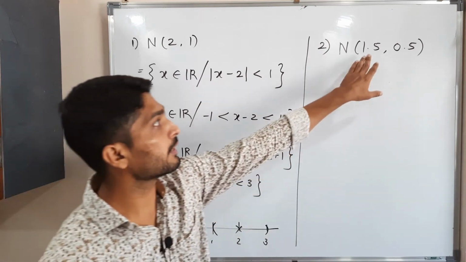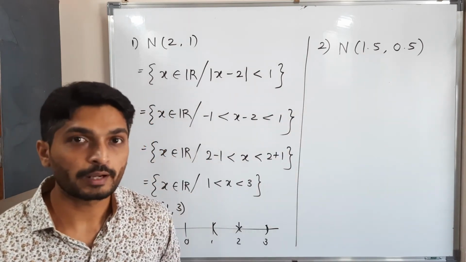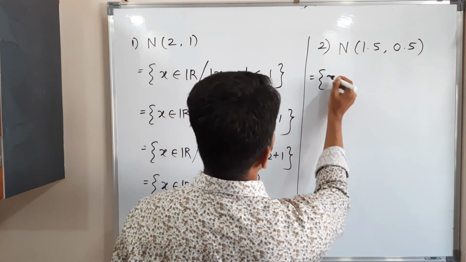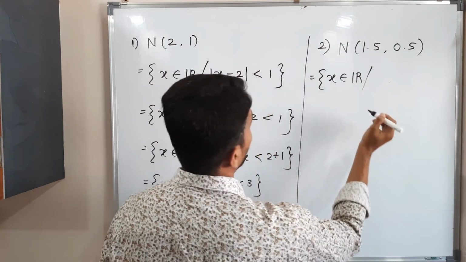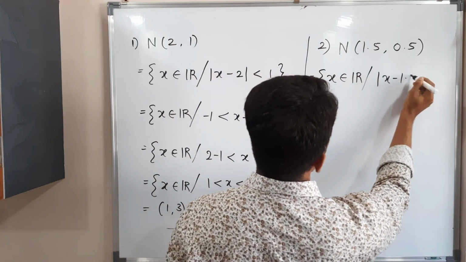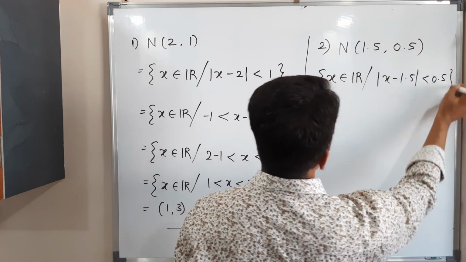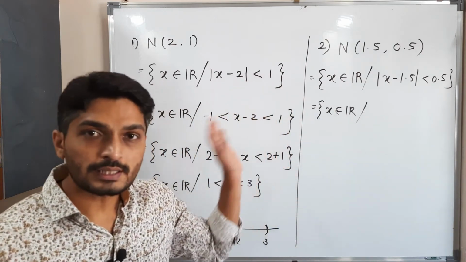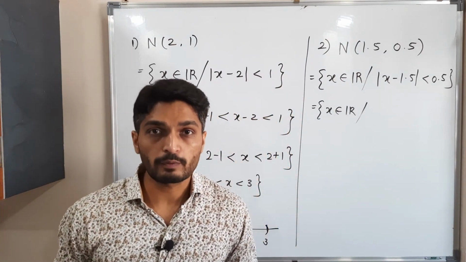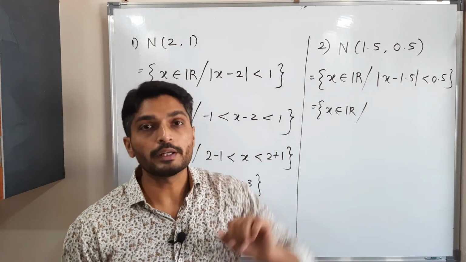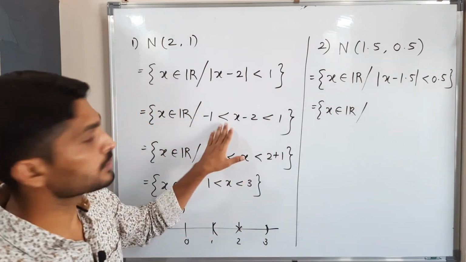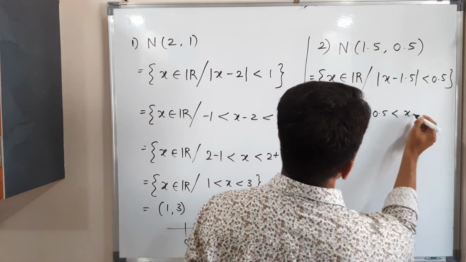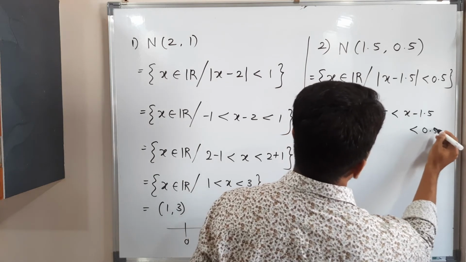In second example, what is value of P? P is equal to 1.5 and what is value of epsilon? It is 0.5. So this is equal to, again I follow the same definition, x belongs to R such that mod x minus 1.5 less than 0.5. Okay, x belongs to R. I am using the same definition. Value of P is 1.5 and value of epsilon is 0.5. Let us use the same result. So we can write minus 0.5 less than x minus 1.5 less than 0.5.